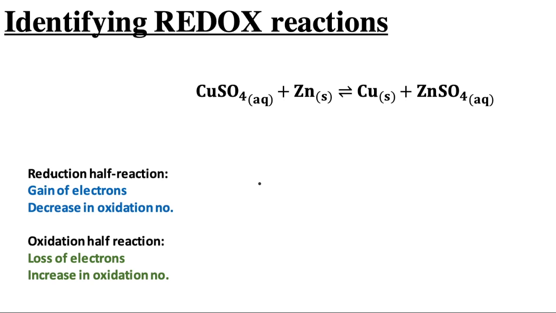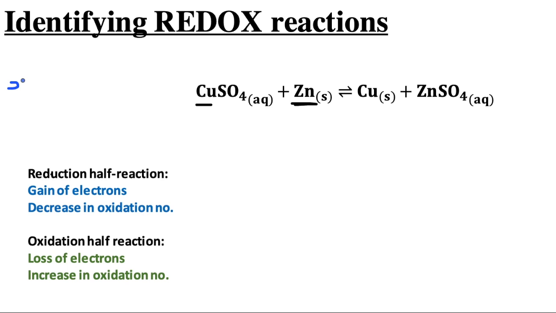So, the first step for identifying a redox reaction is to calculate the oxidation number of the main elements involved. In this reaction, copper and zinc are the main elements that are involved. Sulfate just acts as a spectator ion. It doesn't do anything, it just sits there in the solution. So, what's the oxidation number of copper here? We will calculate this one together.